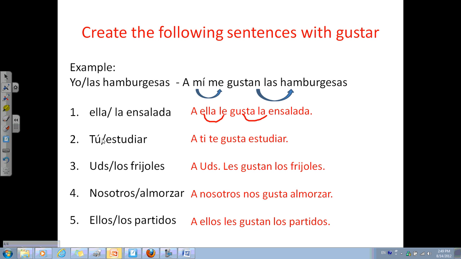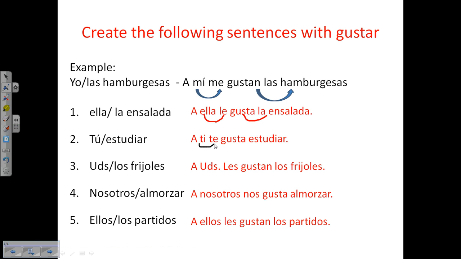You can't have the yo in there. These are the subject pronouns. You have to have a ti. A ti goes with the te. Gusta goes with the infinitive verb ending in ar. Ustedes. A ustedes. You have to have the a, goes with les. Gustan goes with los frijoles.